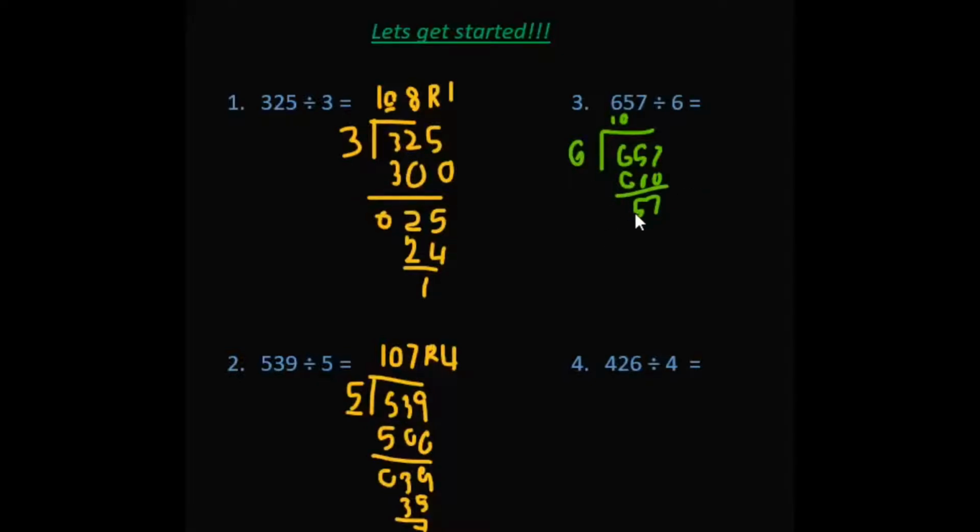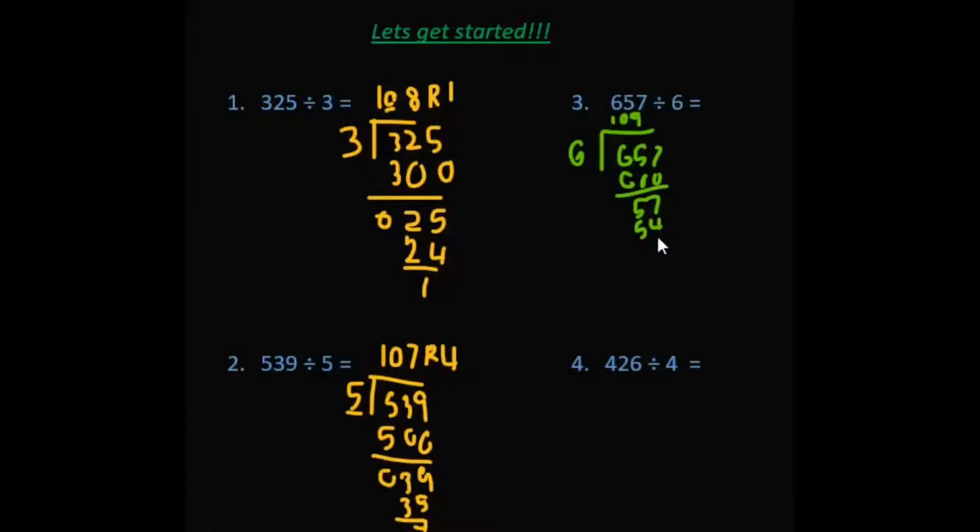So I know that 57 is almost at 60, and 60 is 6 times 10. So our number here should be 9. 9 times 6 equals 54, which is the closest you can get to 57. Okay, so we can write down the 9 over here. And then now you can do 57 minus 54.